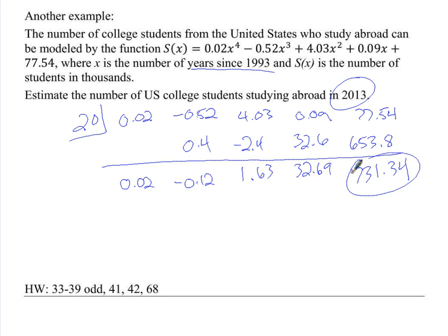Now we got to put it back into the context of the problem. 731.34. The number of college students from the United States who study abroad can be modeled by the function where x is the number of years and s of x is the number of students in thousands. So we have 731.34 thousands, which means I need to write my answer as, with the decimal over 3 places, and I get 731,340 students.